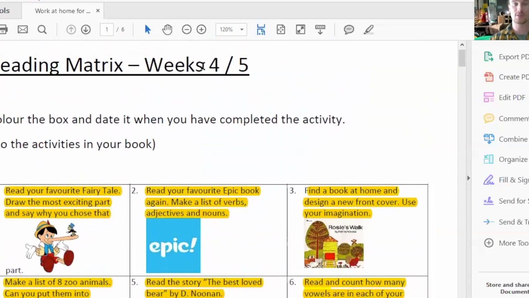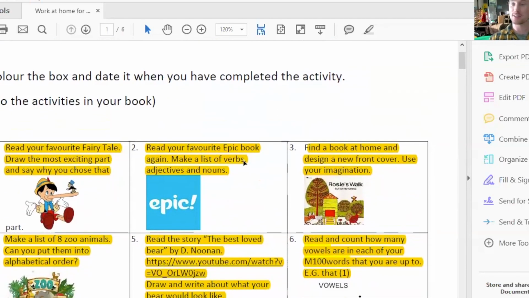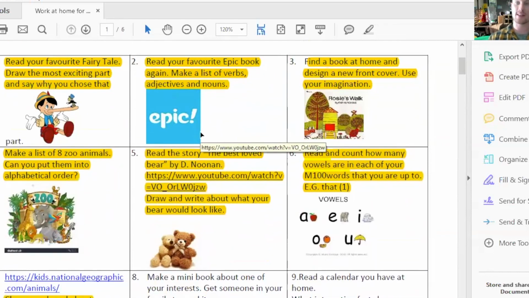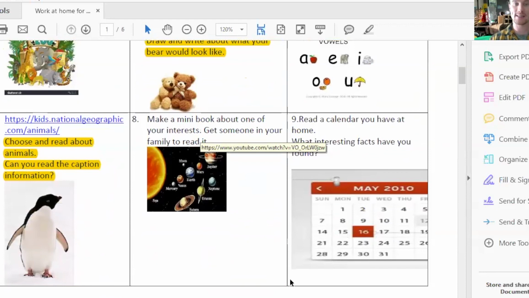Let's have a look. Now this is on our work at home matrix for weeks 4 and 5. The other squares are coloured in because we've already done them, so if you haven't done them, go back on this channel and have another look. So we're doing number 8, and this is make a mini book about one of your interests. Get someone in your family to read it.